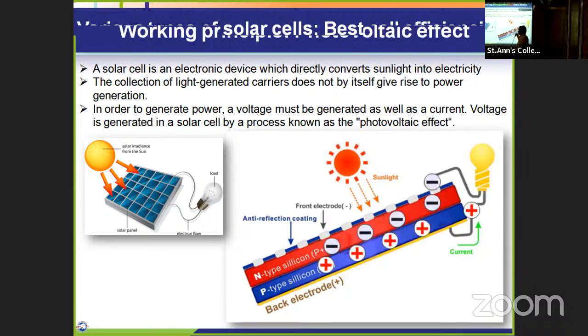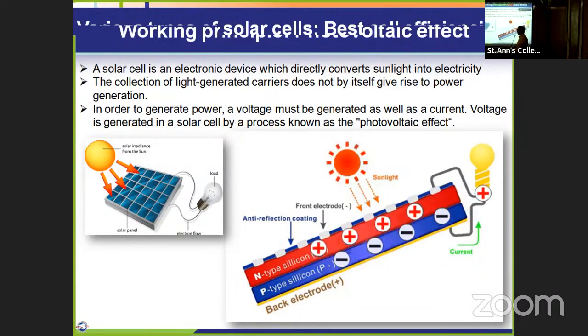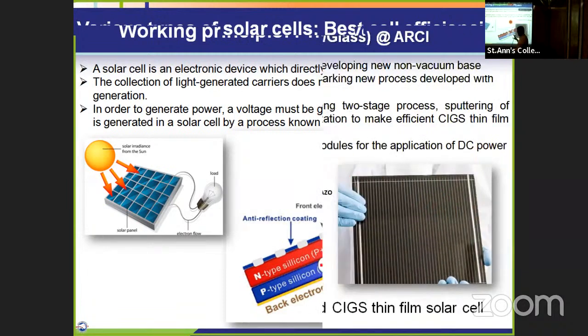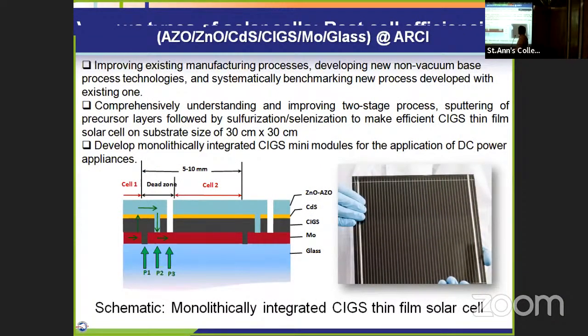So I will show you how we have worked on this kind of solar cell configuration, not silicon, but we use inorganic thin films, and I will show you the fabrication. So this is the R&D activity at ARCA, basically. So this is a kind of solar cell. This is non-silicon. We do not work on silicon, and we work on CIGS solar cell. That is called copper indium gallium selenide solar cell.